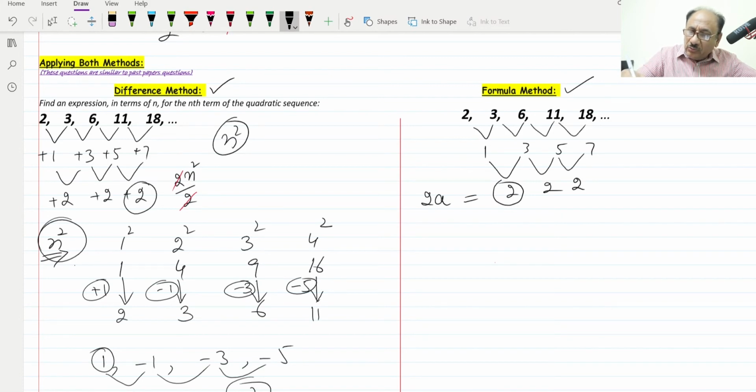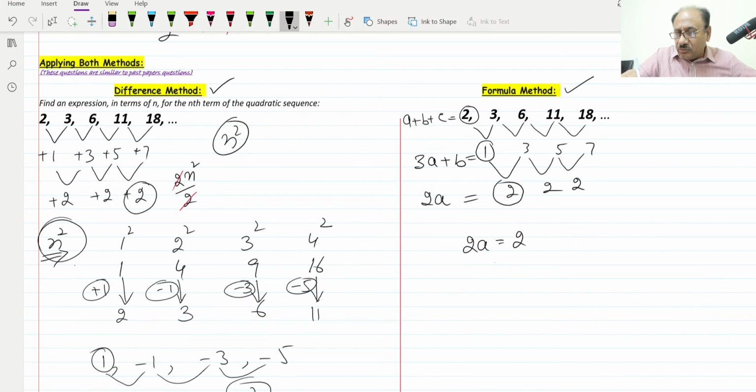So 2a will be equal to 2, and first order difference is what? First order difference is 3a plus b is equal to 1, and first term is what? a plus b plus c will be equal to the first term. Now we will be solving this one, and 2a is equal to 2.